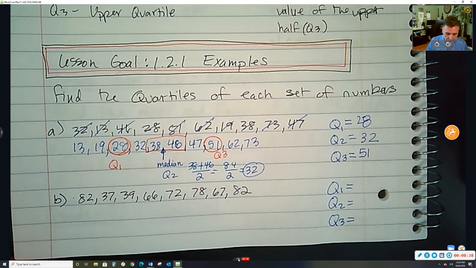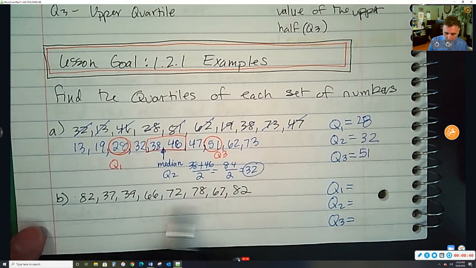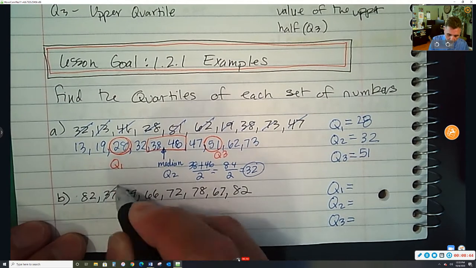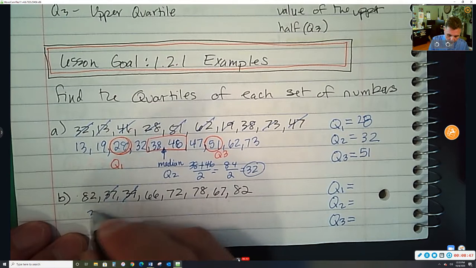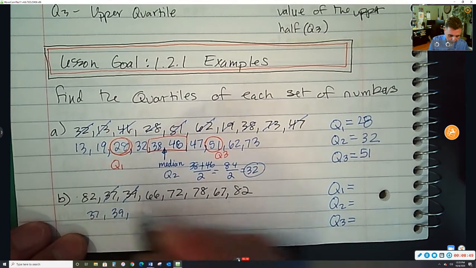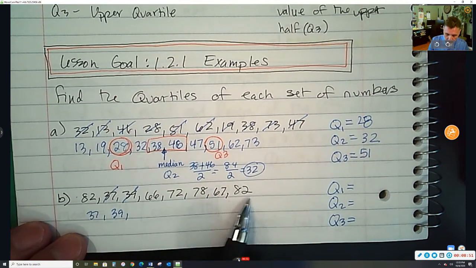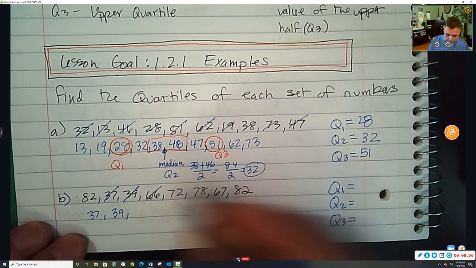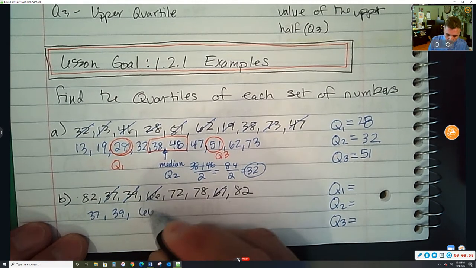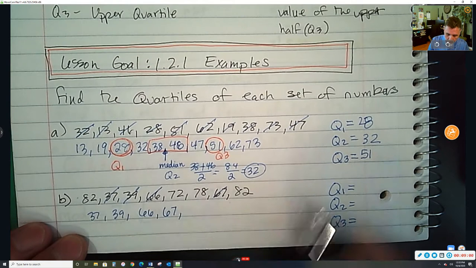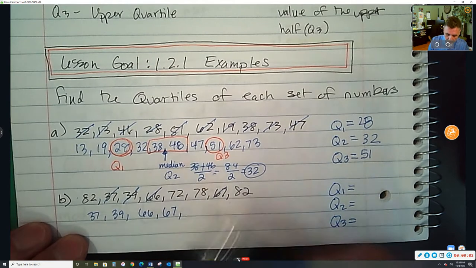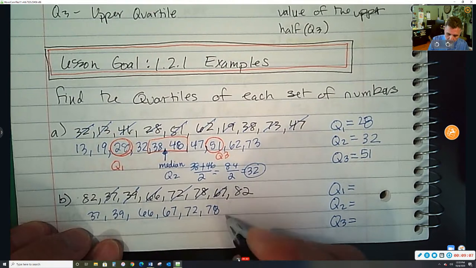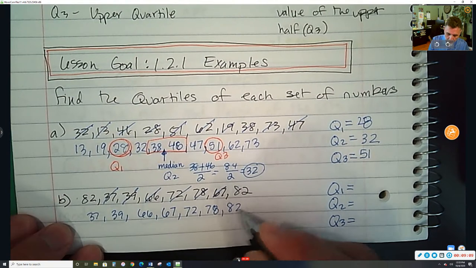So again, the second one, the first thing you want to do is get the numbers in order. There's a 37 and a 39 right off the back. There they are. 37, 39. Look for 40s. There's no 40s or 50s, but there's a 66 and a 67. Then go to 70s. Looks like there's a 72, 78, and then 2 82s.